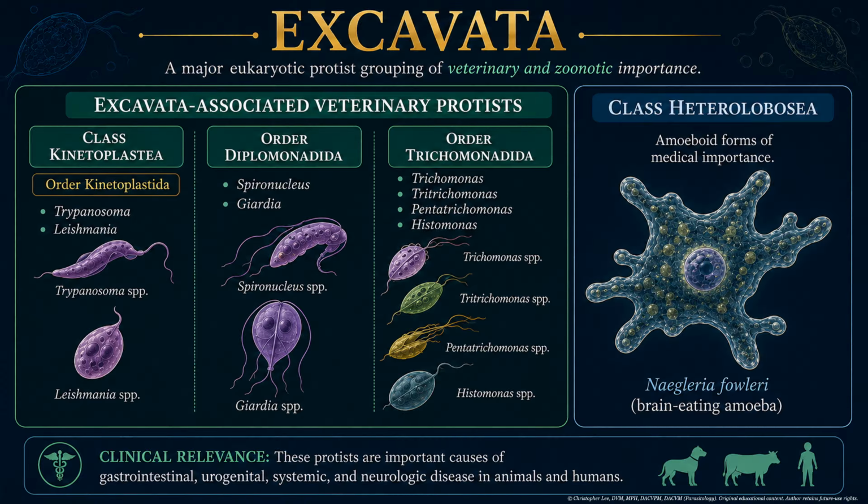Kinetoplastida includes kinetoplastids such as Trypanosoma and Leishmania. Diplomonadida includes Giardia and Spironucleus. Trichomonadida includes Trichomonas, Tritrichomonas, Pentatrichomonas, and Histomonas. And Heterolobosea includes Naegleria fowleri, often called the brain-eating amoeba in public-facing language, although it is better described taxonomically as an amoeba-like Heterolobosean protist. This slide is a good reminder that common names in taxonomy do not always line up neatly.